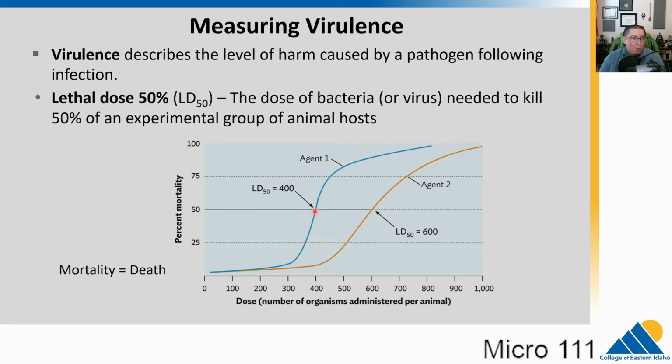Agent 1 is more virulent because it takes less to kill 50%, right? You need less of it to kill. It's very deadly. Whereas Agent 2 took more to kill, so it's less virulent. Okay, so this is actually something that gets done as well. We can also use a similar kind of curve and setup for testing chemicals, right? We want to know how toxic chemicals are. But in this case, we're looking at our virulence level, right?